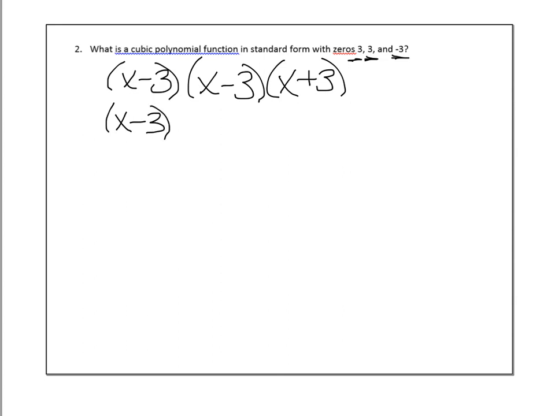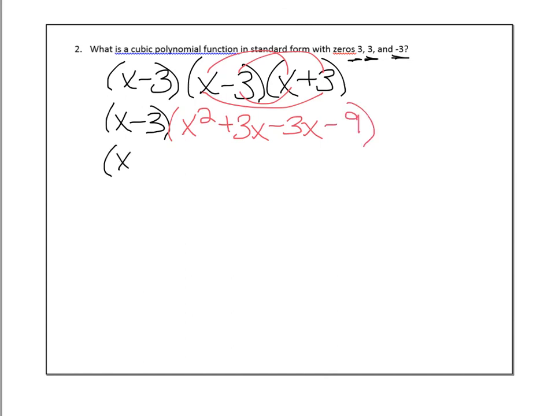So we go x times x, x squared, x times 3, 3x. Negative 3 times x is negative 3x. And our last terms, negative 3 times 3 makes a negative 9. Well, we know we're not doing anything with the first parenthesis yet, so bring it down. Second parenthesis, my middle like terms, well, positive 3 and a negative 3 will cancel. So all I'm left with is x squared minus 9.